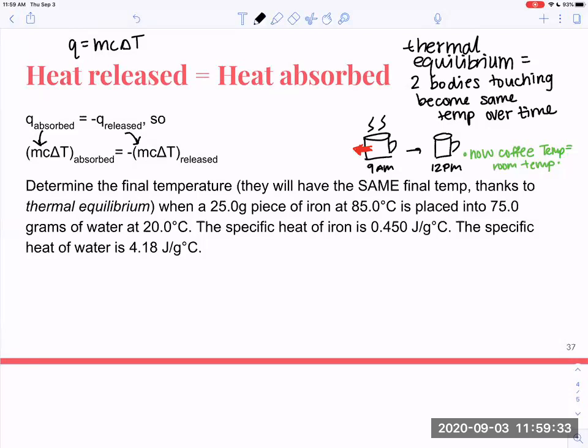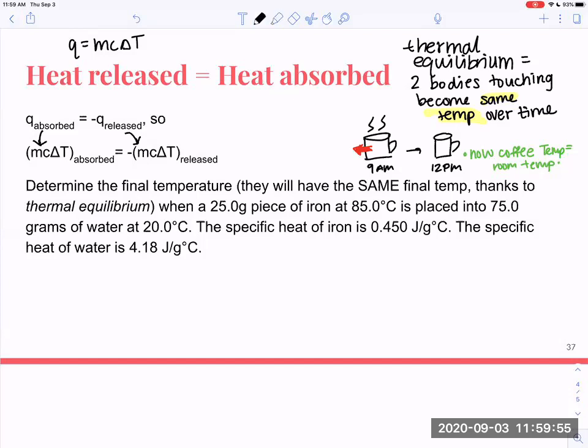So what would a problem look like using this concept? Here we go. Determine the final temperature. They will have the same final temperature because thermal equilibrium says they're going to reach the same temperature. So the TF of your air and of your coffee are going to be equal, and that's the only way we can solve this because otherwise we have too many variables.